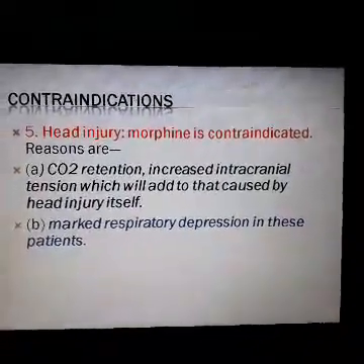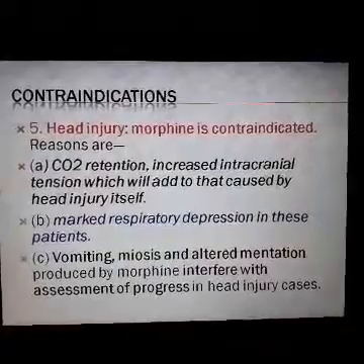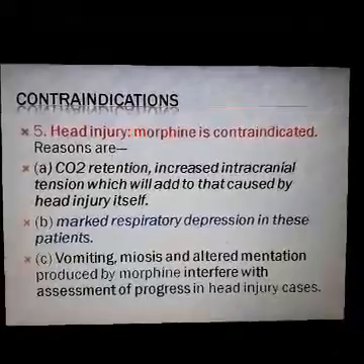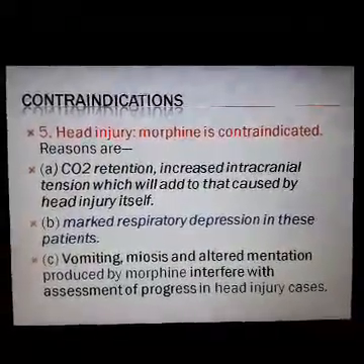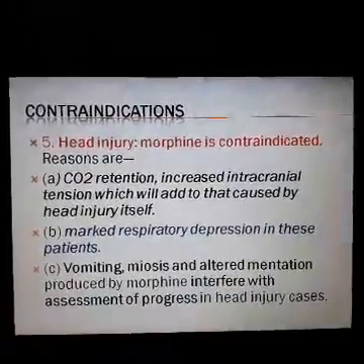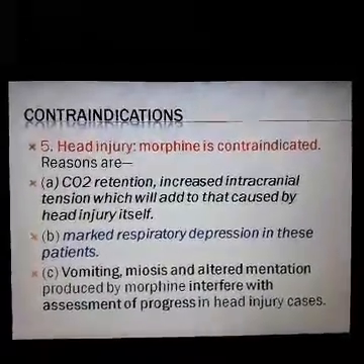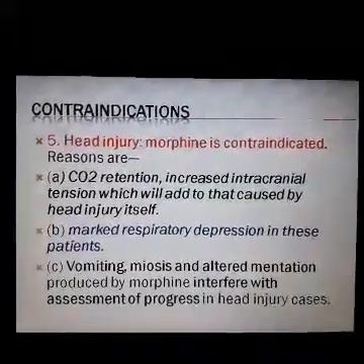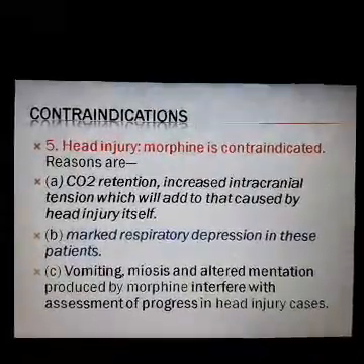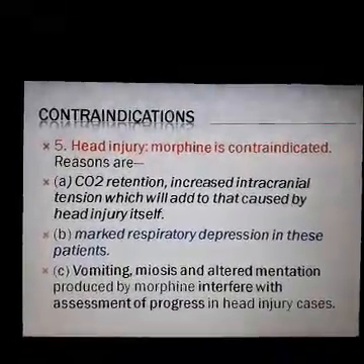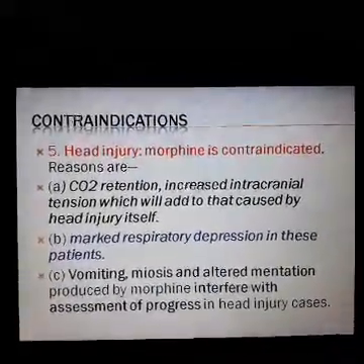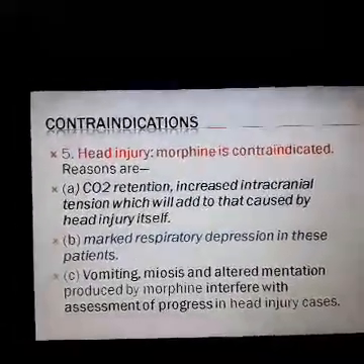There is marked respiratory depression in these patients, and vomiting, meiosis, and altered mentation produced by morphine, which interfere with the assessment of progressive head injury cases. So often we are in difficulty assessing the prognosis of the patient. Vomiting, meiosis, and altered mentation are caused by morphine as well as head injury. There is marked respiratory depression due to both head injury and morphine, and CO2 retention due to morphine will aggravate the intracranial pressure, which is already high in the head injury patient. So due to these reasons, morphine is absolutely contraindicated in head injury patients.